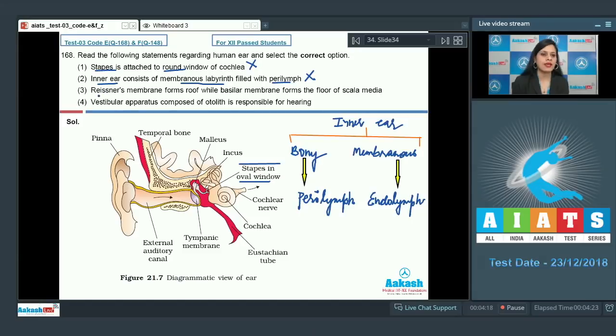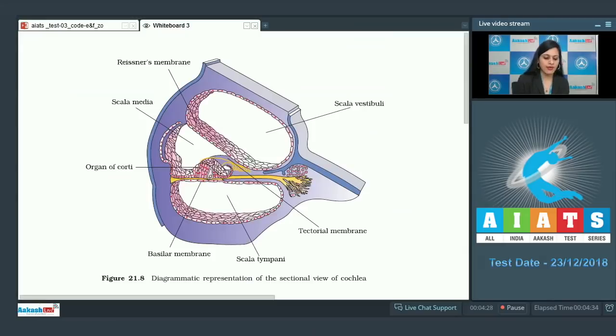The next statement is Reissner's membrane forms roof, while basilar membrane forms the floor of scala media. And this is a correct statement and is a correct answer to our question. As you can see here, in this diagrammatic representation of section view of cochlea, this is scala media and its roof is formed by Reissner's membrane, whereas its floor is made up of basilar membrane. These two membranes cover scala media.